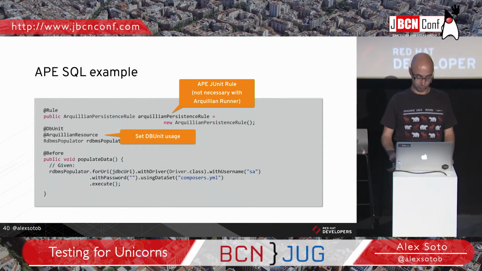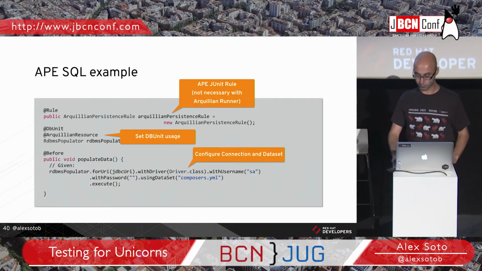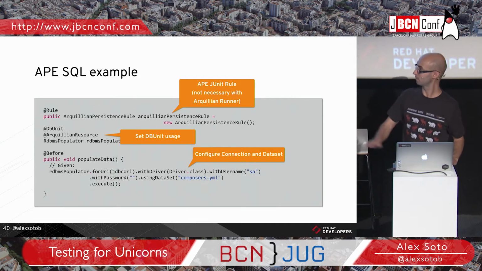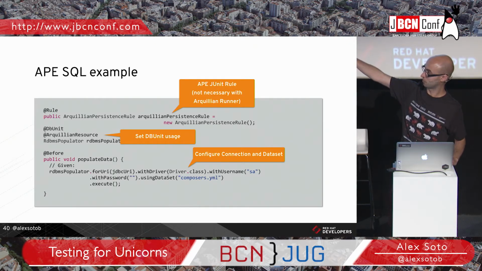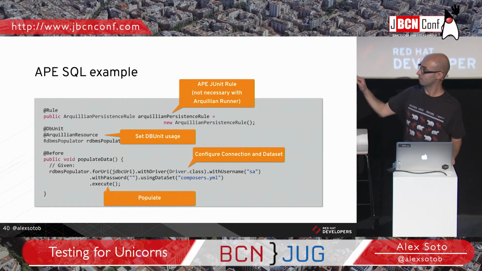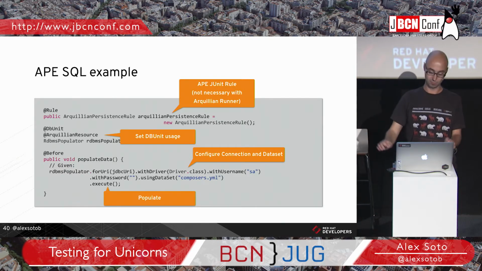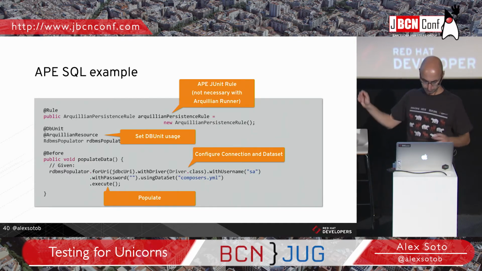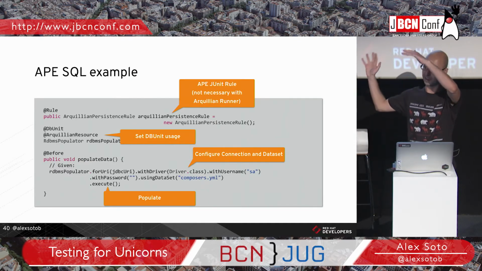And then you say that you want to use DBUnit. DBUnit, as you know, is a database SQL test framework for cleaning and inserting data inside a SQL database, in this case. And finally, you can configure where you want to populate something. In this case, I said rdbms populator.forURI. I put the URI where I want to populate something. I put the class, the username, the password, and a YAML file, which is the data that I want to put before executing the test. And finally, I run the populate method.